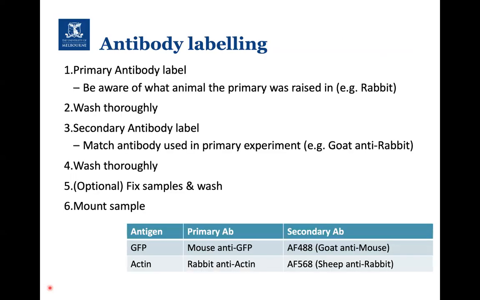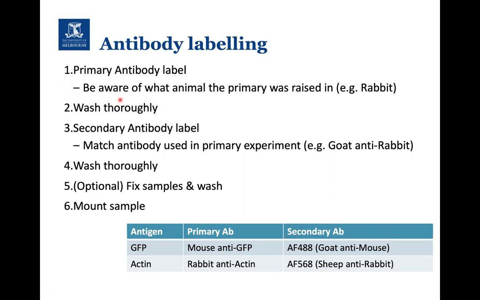Okay, so for each of the 3 examples that I've just shown you, the fixed cells, the paraffin embedded, and the cryopreserved, we very often need to go back in and label proteins that we're interested in with specific antibodies. In this example, I'm going to go through the indirect immunofluorescence assay, or immunohistochemistry assay, where we're using 2 separate antibodies to create our fluorescence signal.